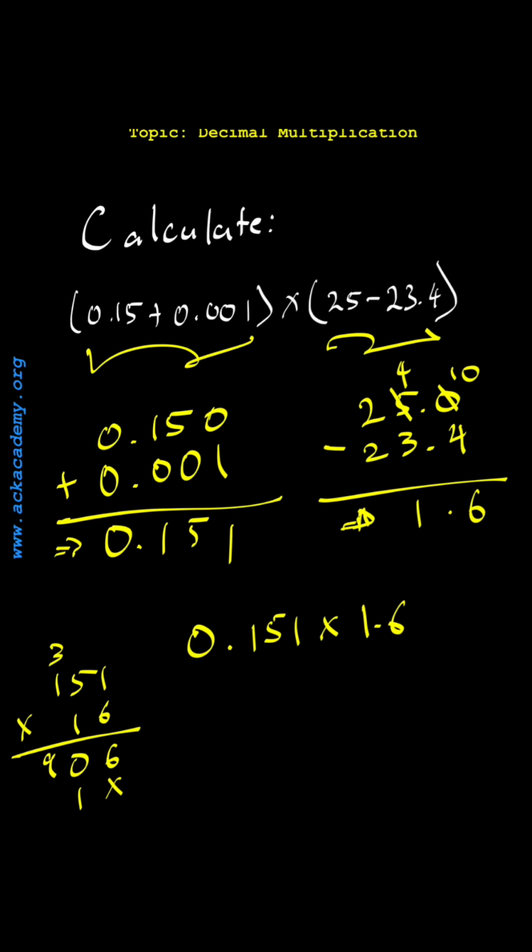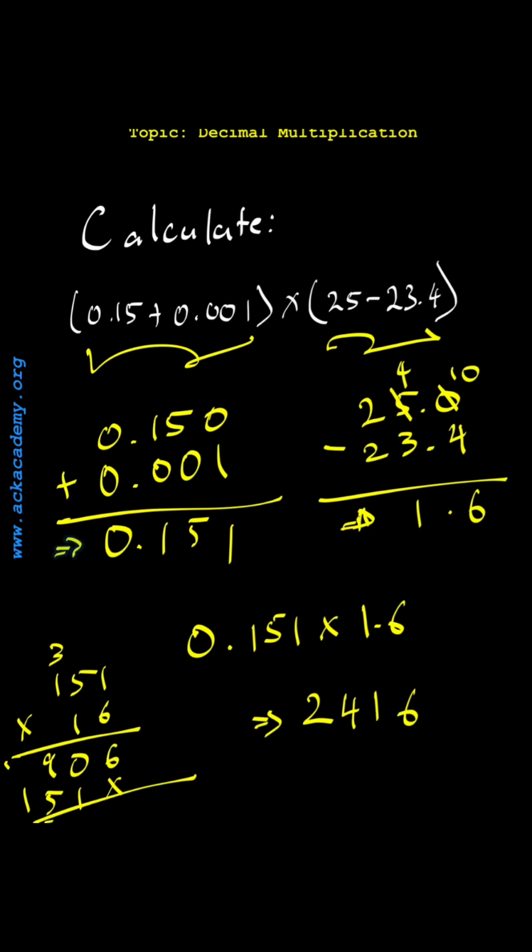1 times 1 is 1. 1 times 5 is 5. And 1 times 1 is 1. When you do that addition, we get the final answer as, sorry, this is not the final answer. This is 6. 0 plus 1 is 1. 9 plus 5 is 14. And then we carry the 1 over here, and you get 2416.